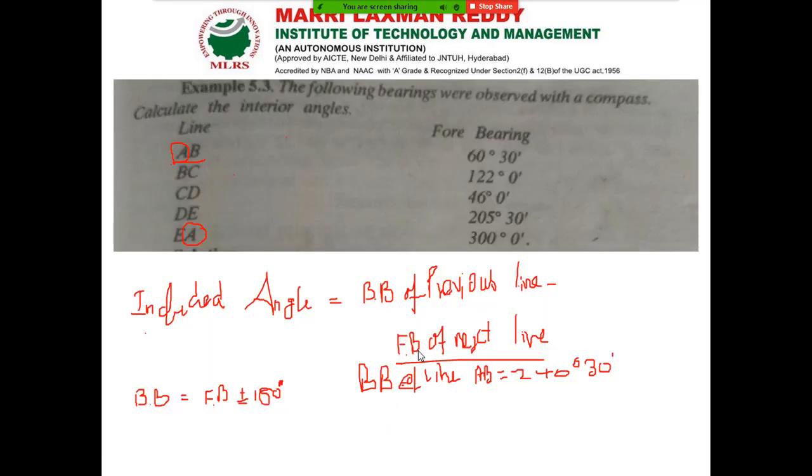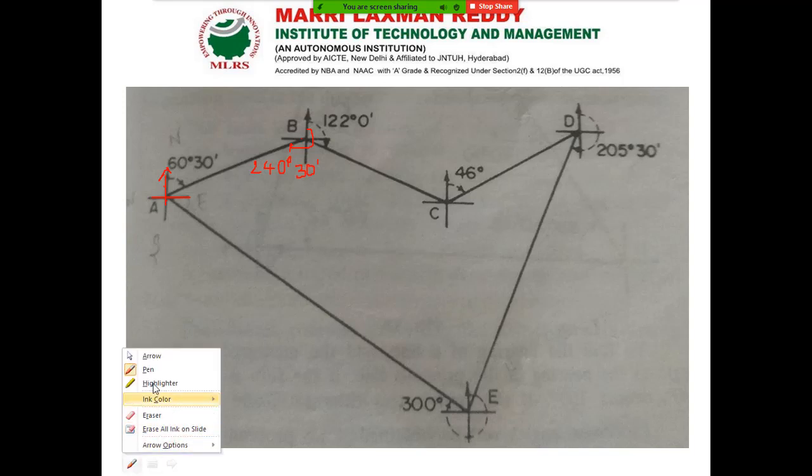Next, for the line BC, the fore bearing is 122 degree. We have to add 180 degree to this reading, so we get 302 degree, which we can write in the figure.